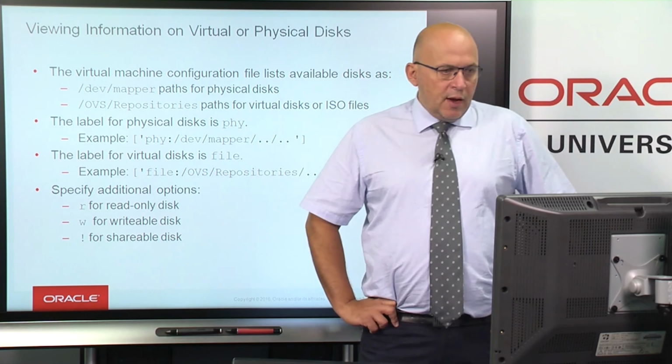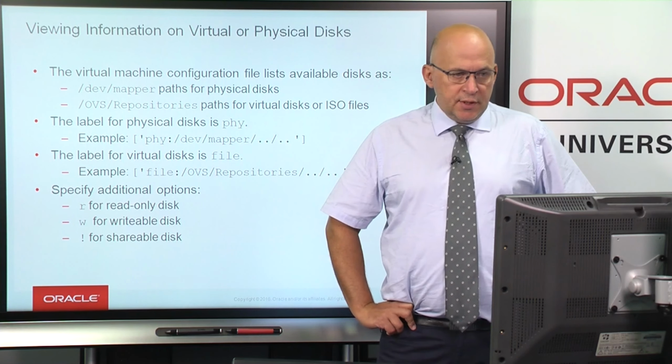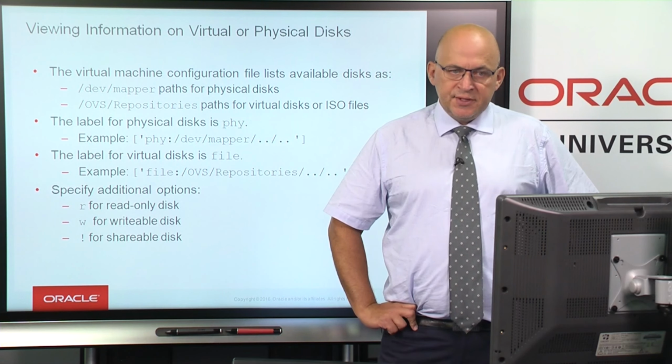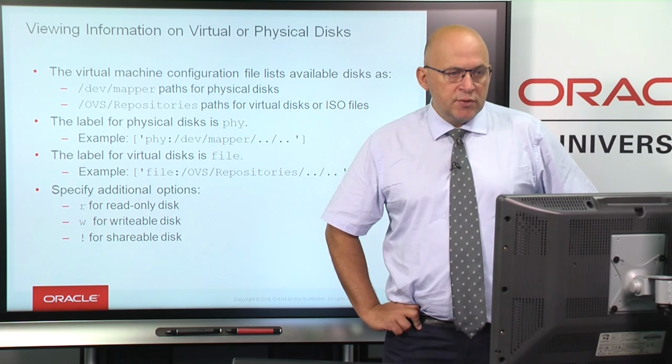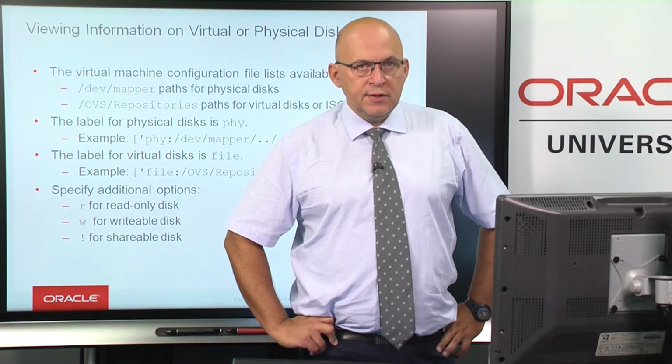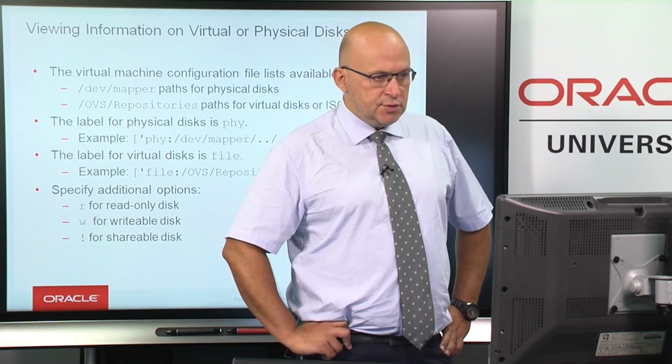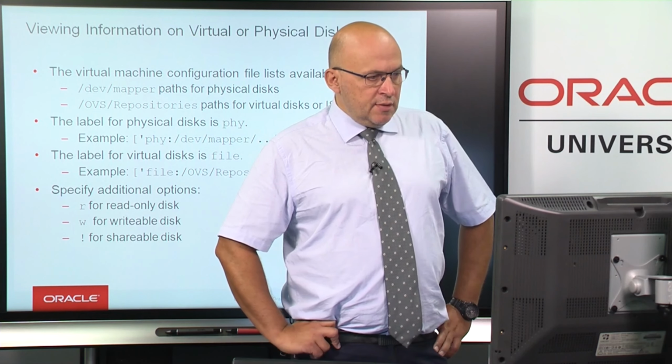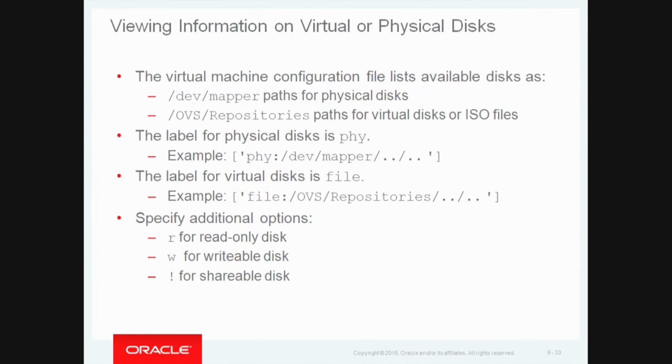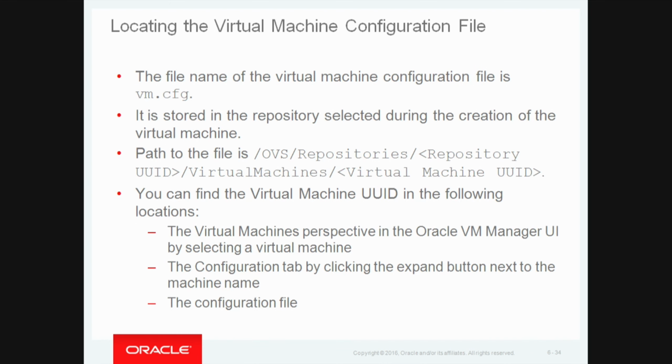So /OVS/Repositories is the path for virtual disks and ISO files. Otherwise, you will see /dev/mapper, which goes straight to the SAN storage area. And then you will have additional flags, such as read, write, or shareable disks. Remember that whenever you are creating disks, these disks can also be used as shareable media, especially if you are working with Real Application Clusters.